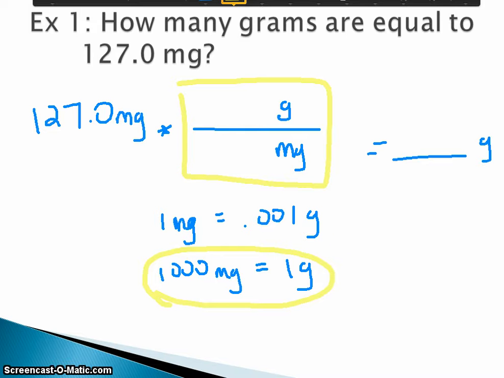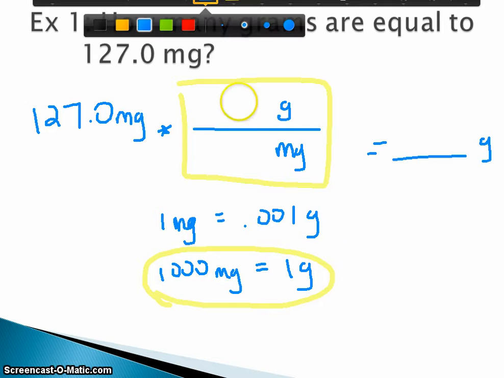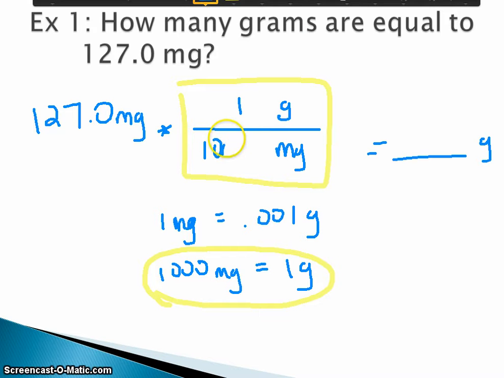It's kind of like a fraction where 1 gram on top is going to be equal to 1,000 milligrams on the bottom. And so 1 gram is equal to 1,000 milligrams. We can use it as a conversion. So if you look at the units, since I have milligrams on top and milligrams on bottom, they cancel, and the unit I'm left with is grams, which is what we want.